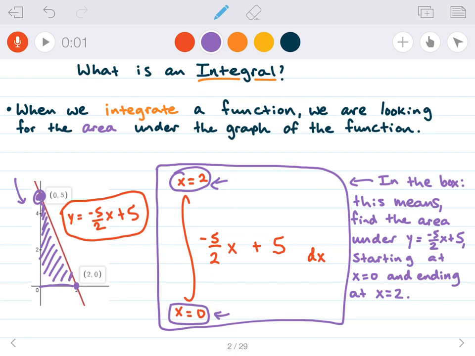And then what comes here is the actual function. What are we trying to find the area of? What curve are we looking at, right? This dx, I'm going to get into this in a minute, but for now, just ignore that. And so, yeah, I have this in the box. This means find the area starting at x equals 0 and ending at x equals 2, okay?